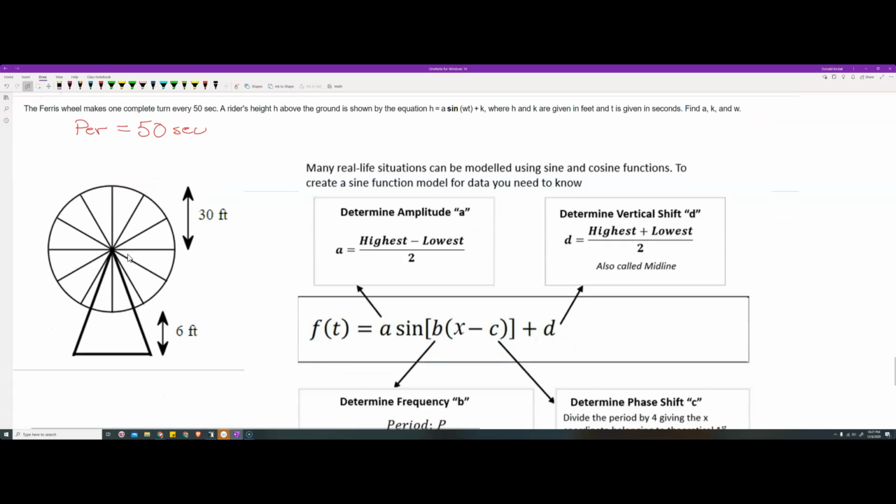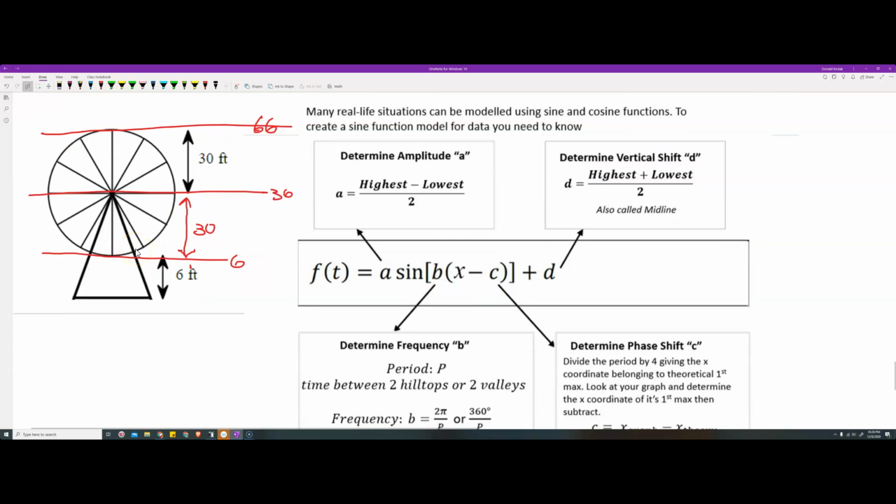All right, to get our amplitude, we've got to find our highest and our lowest positions on the Ferris wheel. So the low would be 6. The radius is 30. So from the low point to the middle, that would be 36, because I'm adding 30. And now I'm going to add 30 more, and my high point is going to be 66.